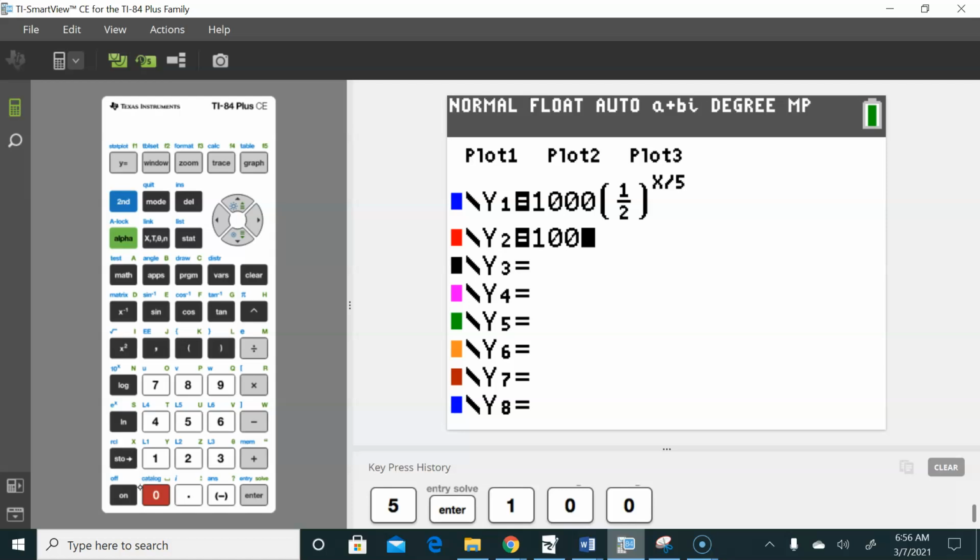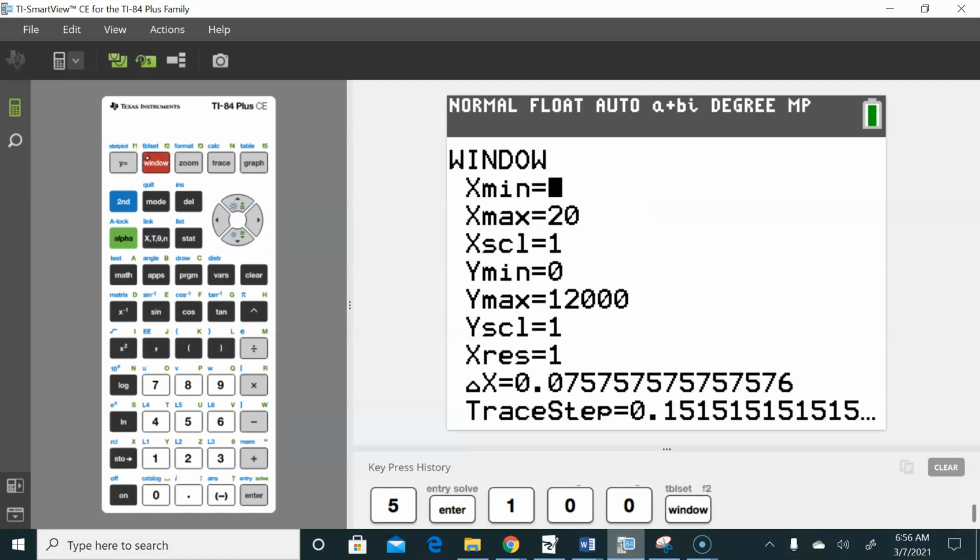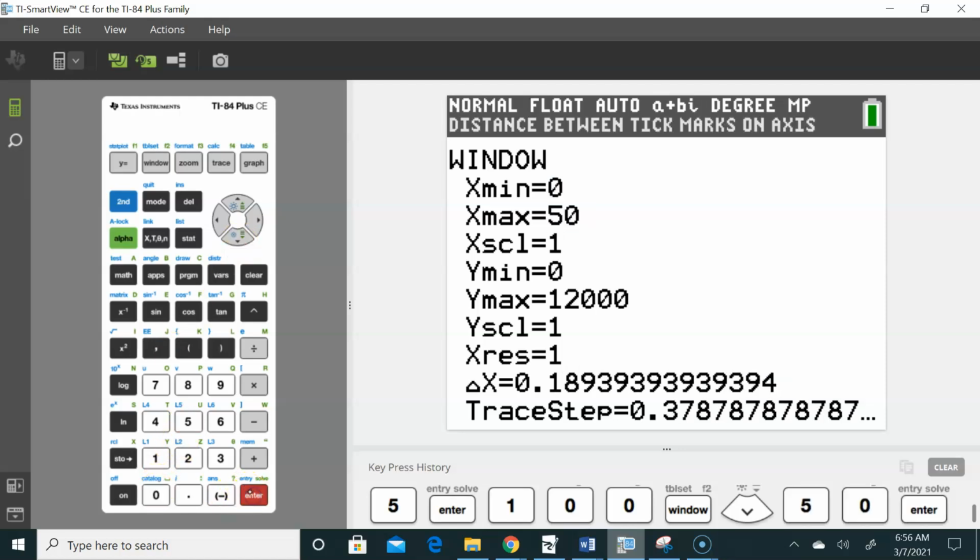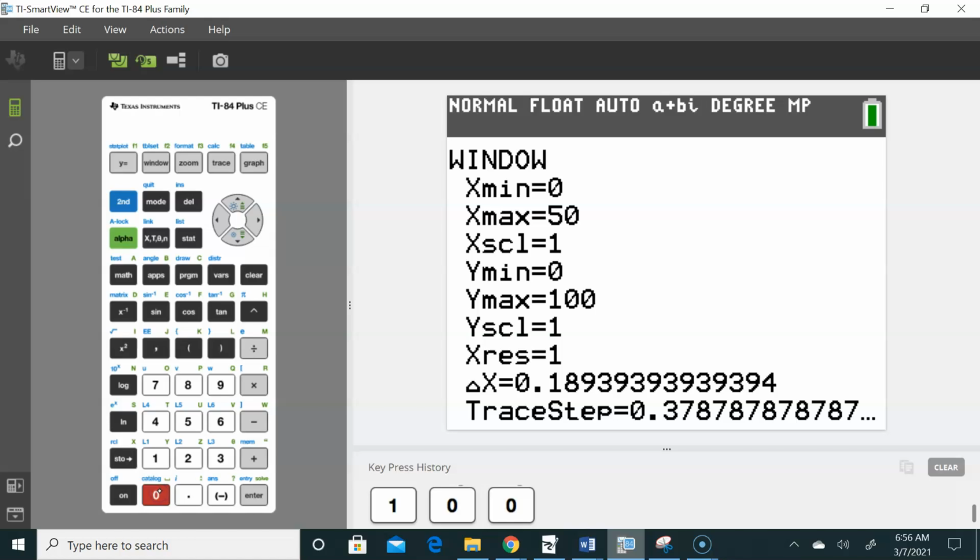And again, I never just hit graph, I choose a window. So I'm going to choose a window. 0 through 20. Well, let's see, after how long am I going to get down to 100? 20 may be enough. Let me put it up to 50, just in case. I could always make it smaller. I don't need 12,000 as my max. I'm going to make it 1,000. That was the initial value. Maybe even that's too big, but that's okay.